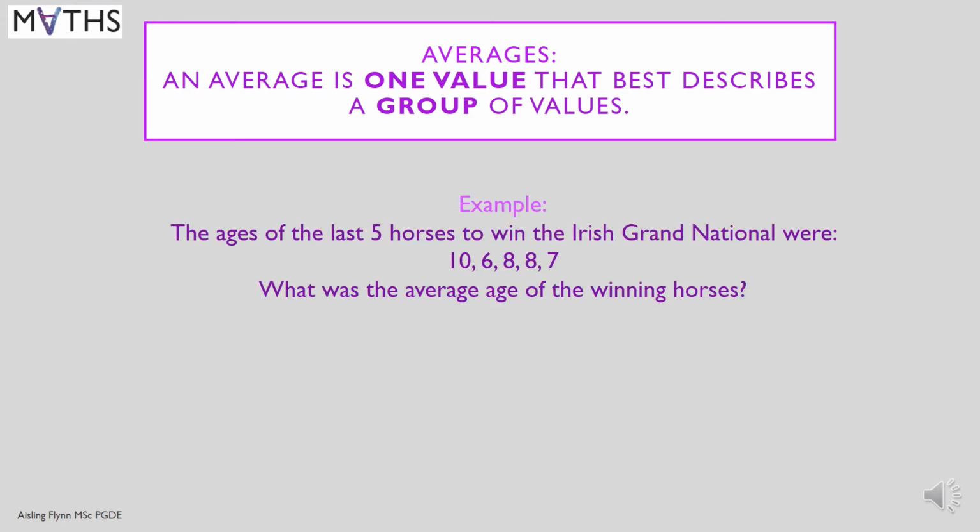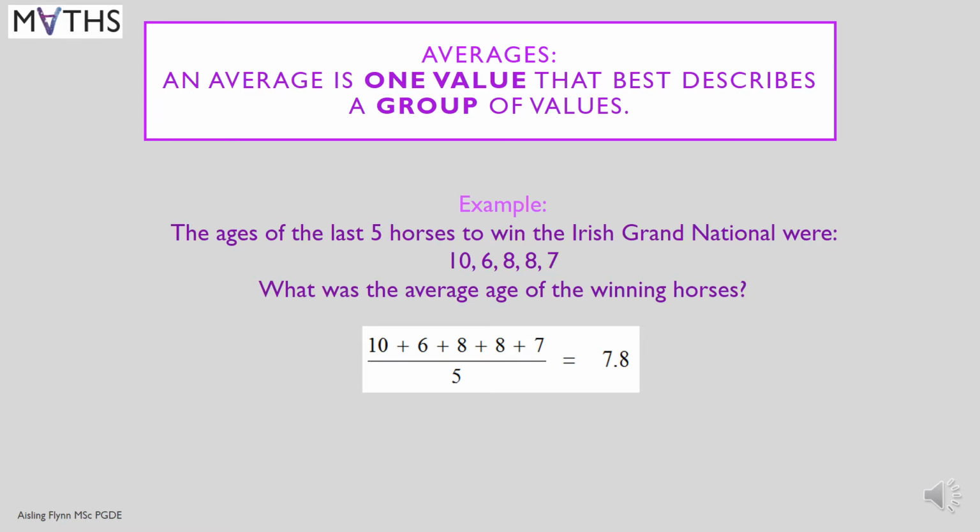Here's an example. The ages of the last 5 horses to win the Irish Grand National were 10, 6, 8, 8 and 7. What was the average age of the winning horses? So what we would do is add the individual ages together and then divide by 5 because there were 5 horses. And so you get 7.8. So the average age of the winning horse is 7.8.